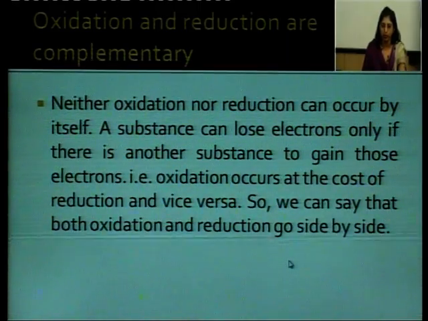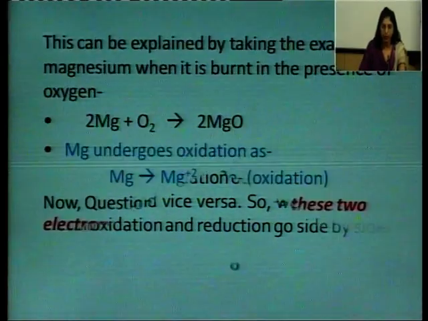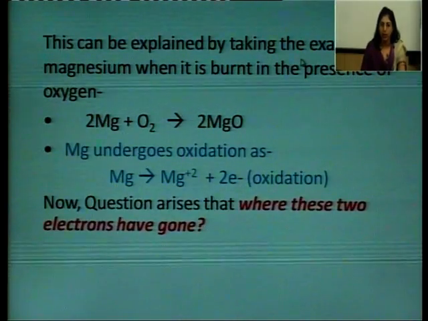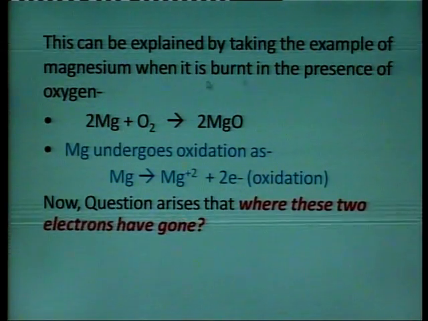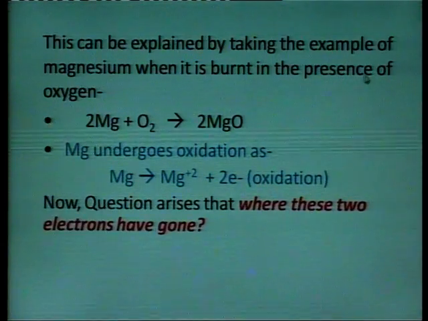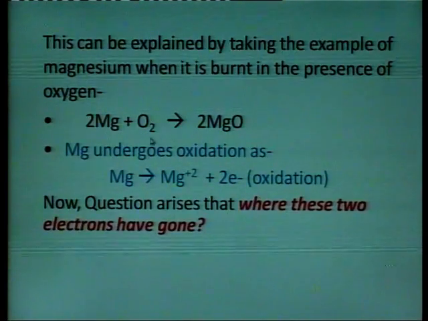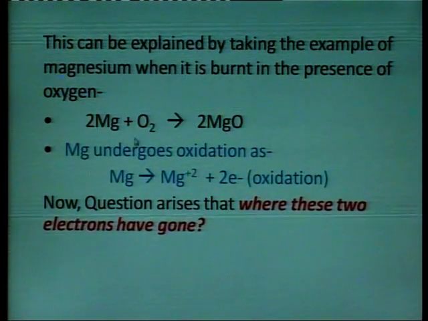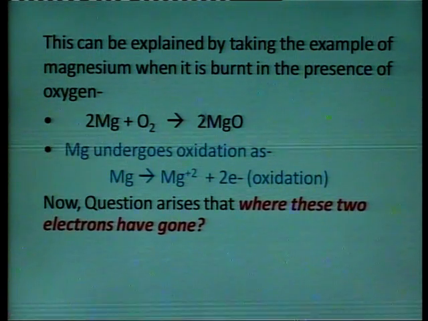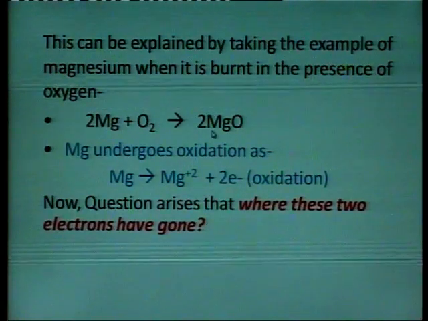These two processes occur simultaneously. To explain this comment, I have taken an example in which magnesium is burnt in the presence of oxygen, and the following reaction takes place. Magnesium plus oxygen forms magnesium oxide, that is MgO.